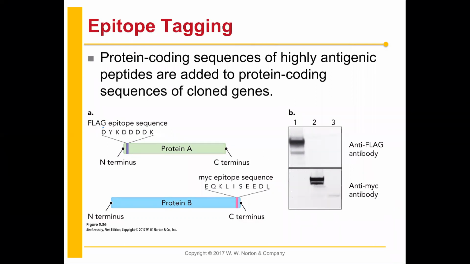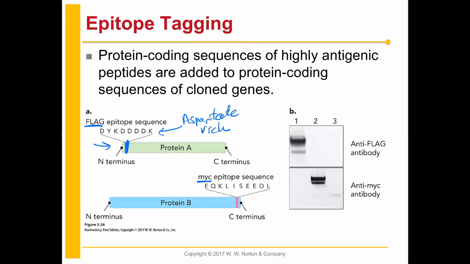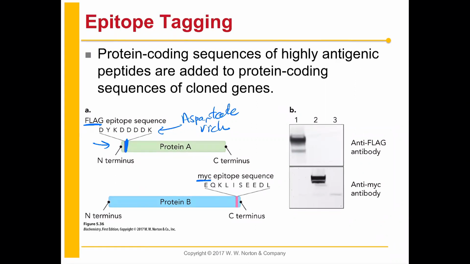Two examples here are called a flag tag and a myc tag. When you look at these, you take your normal protein sequence and you insert this little piece of DNA, right? And this DNA codes for, in this case, an aspartate rich protein sequence. Now this aspartate rich protein sequence is recognized by a primary antibody that is specific to the flag tag, right? So you can clone this into any cell, for example a human cell growing in tissue culture, and you want to monitor under X conditions what happens to your protein. But if you don't have a primary antibody for it, you can't do it.